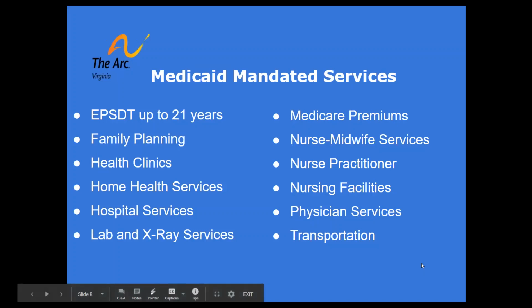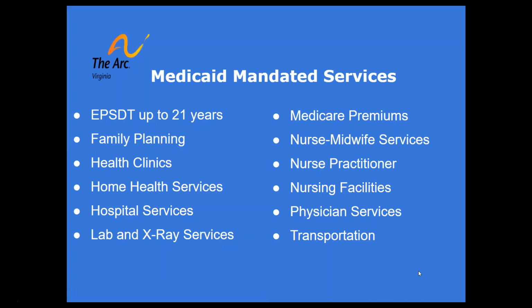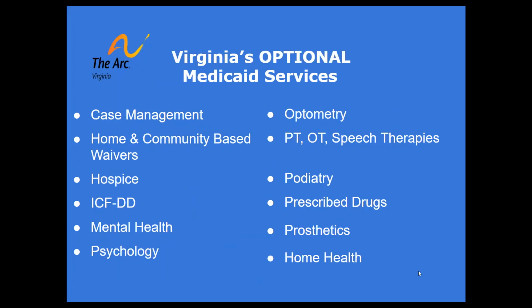The federal government mandates that states with Medicaid, and all states do have Medicaid programs, provide certain services that you see listed on the slide, including EPSDT, family planning, health clinics, home health, hospital, lab and x-ray services, Medicare premiums, nurse midwife, nurse practitioner, nursing facilities, physician services, and transportation. States may choose to provide optional services.